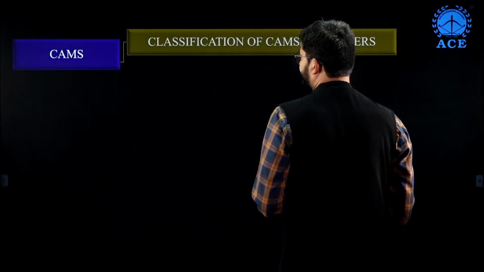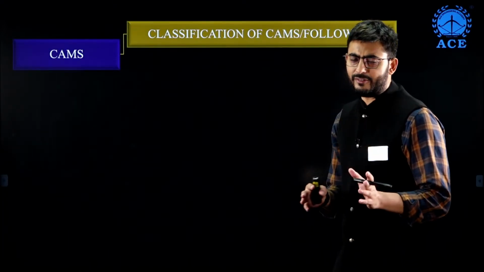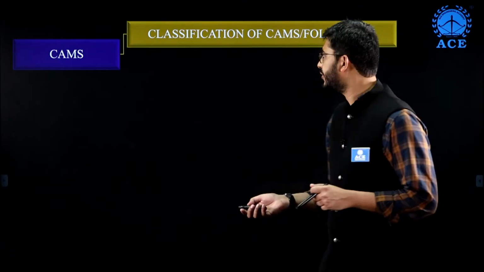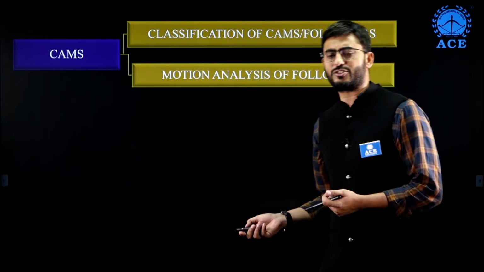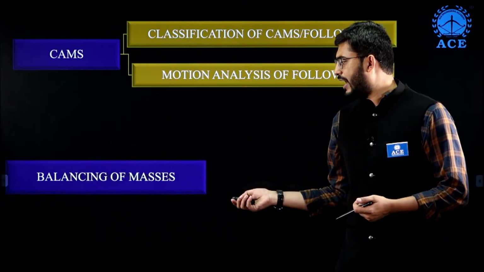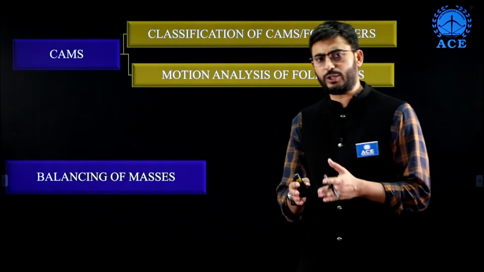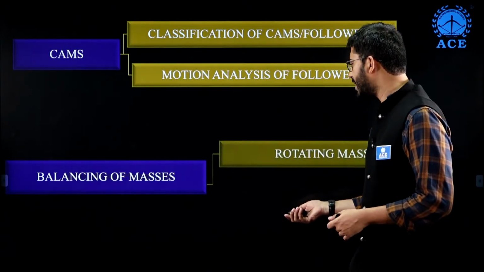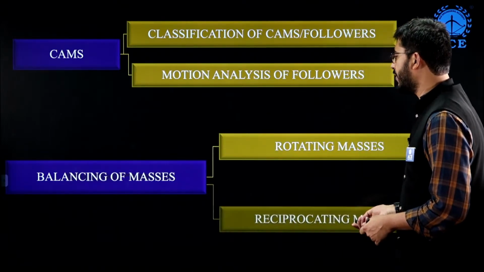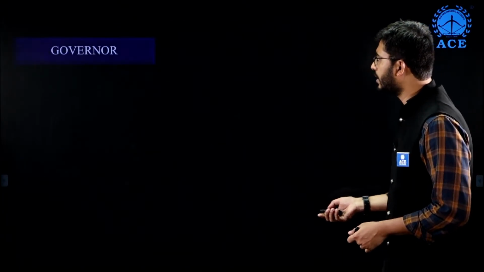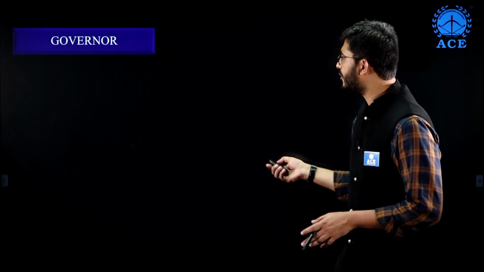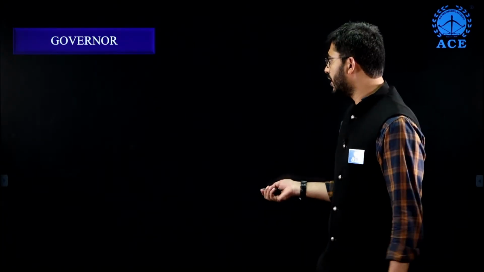The next topic after this is cam and followers. Cam and followers will consist of only the classification of cam and followers and the motion analysis of cam and followers. Next we have balancing of masses. In balancing of masses we have only 2 categories: the balancing of rotating masses and the balancing of reciprocating masses. Next we have governors. In governors we have different types, that is centrifugal governor and inertia governor, and more or less our chapters revolve around the centrifugal governor.